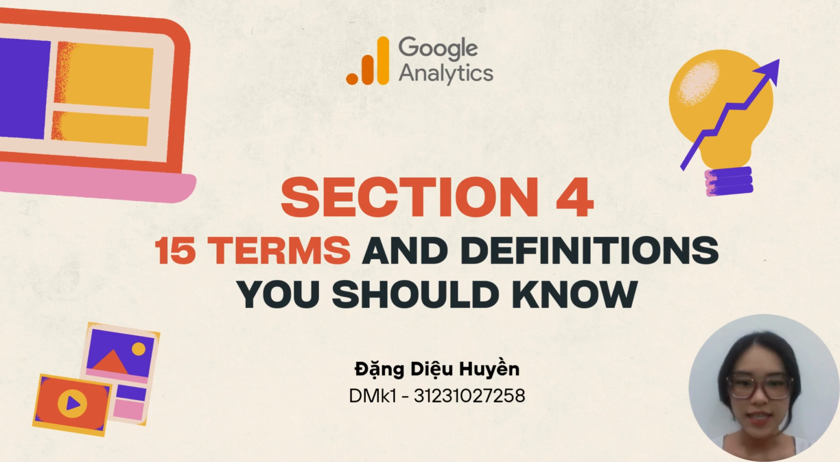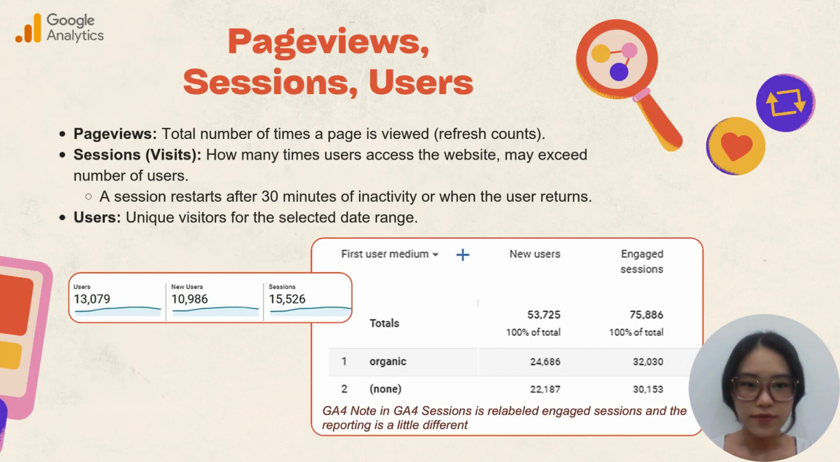Now let's move on to section 4, which summarizes 15 foundational terms used throughout Google Analytics. Let's start with page views, sessions, and users. Page views represent the total number of times a page is loaded. Sessions measure how many times users access the website.